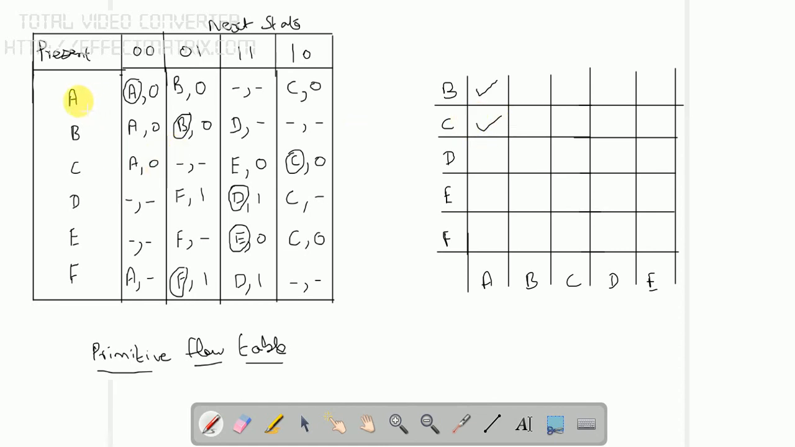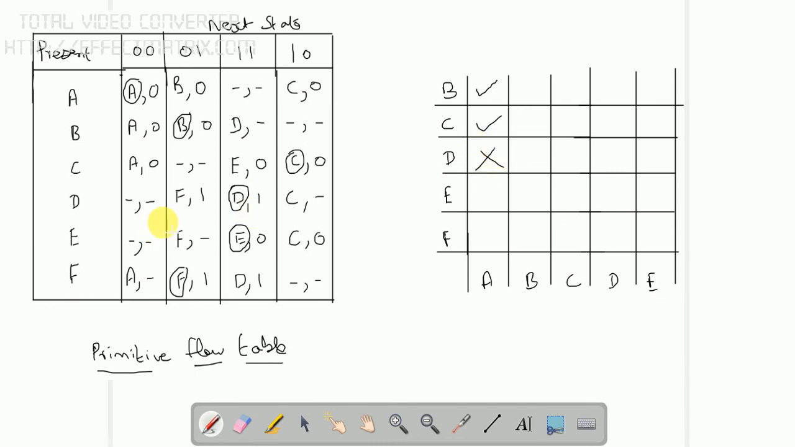Next, checking A and D, whether they are both equal. A comma 0, dash comma dash. So it is taken as the same value for D also. In the second value, B comma 0, F comma 1. In this case the state value is changed from B to F, 0 to 1. So this indicates it is not equal. Whereas the third value and fourth value can be taken as equal, but the second value is not equal. So B F, 0 1 is not equal. So I'm going to mark it as X, it is not equal.